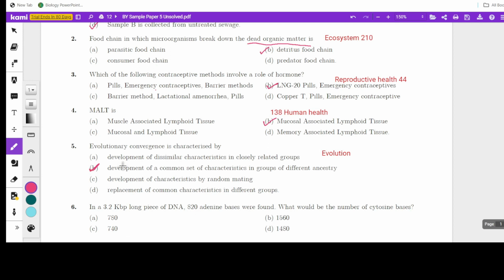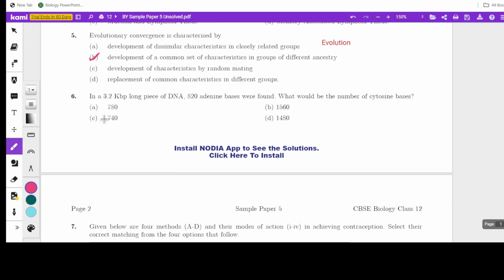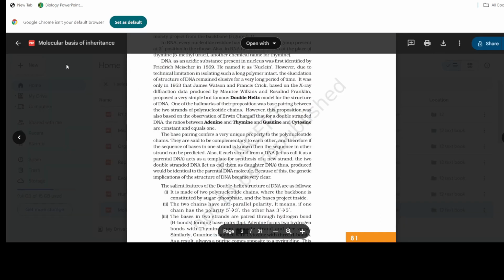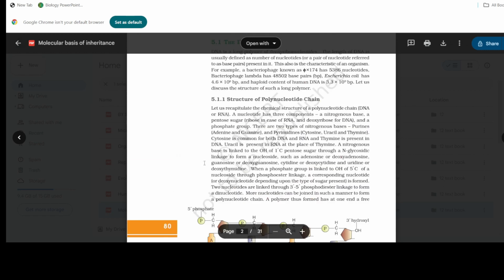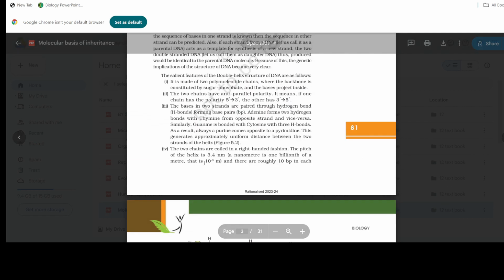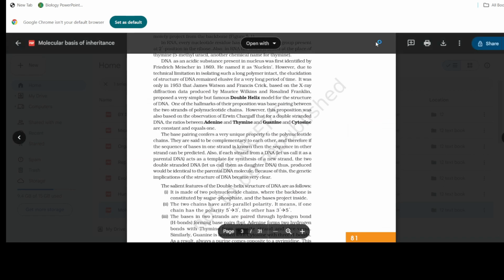Okay. Now, next question. In a 3.2 kilo base pair long piece of DNA, 820 adenine bases were found. What would be the number of cytosine bases? Which chapter is it based on? Yes. Molecular basis of inheritance. Okay. Let's see the chapter. Here in this molecular basis of inheritance, under the heading structure of polynucleotide chain, you can see there's only one statement about that.